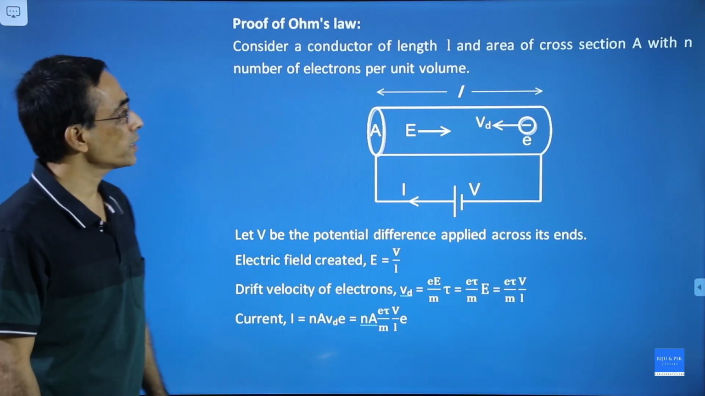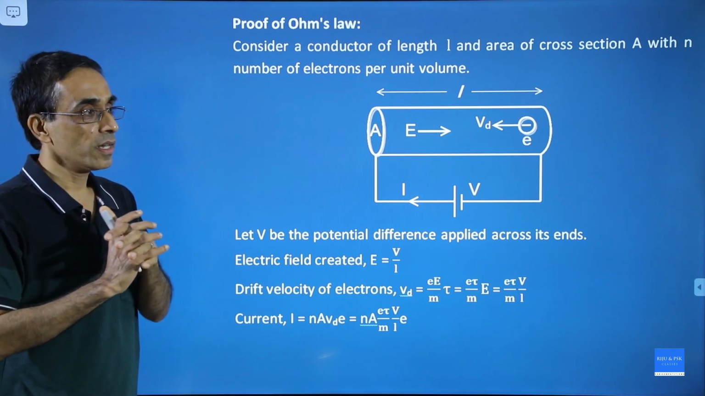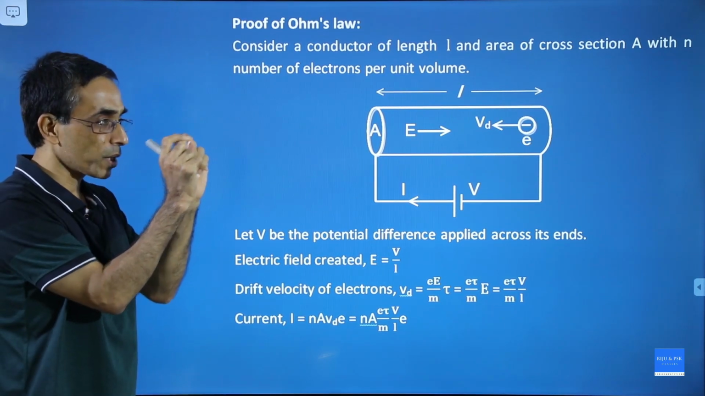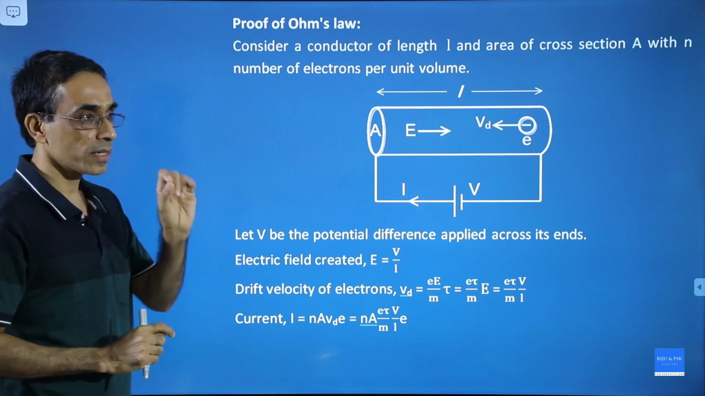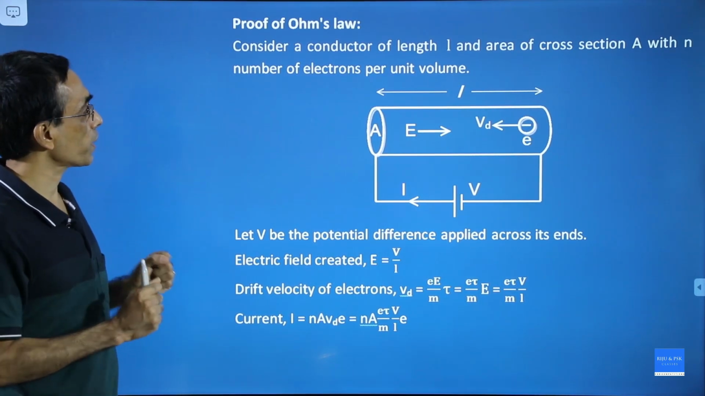Now, there is a proof for Ohm's law which you did not study in your 10th grade. The proof is based on microscopic properties like drift velocity, electric field, etc. This proof is very important. Okay.